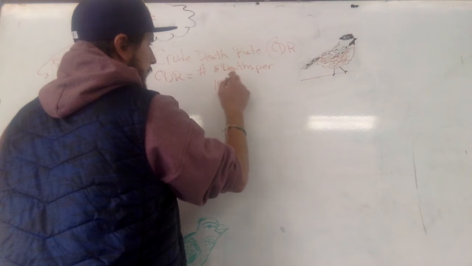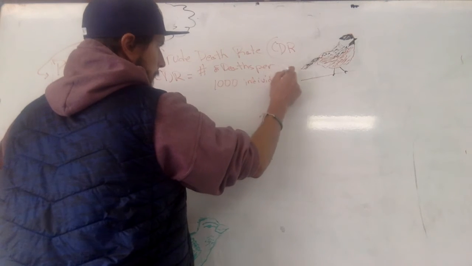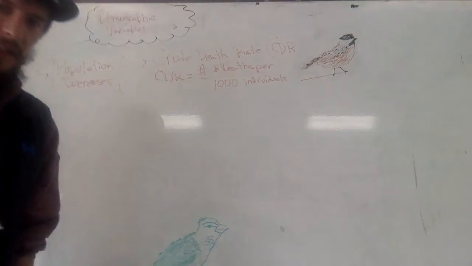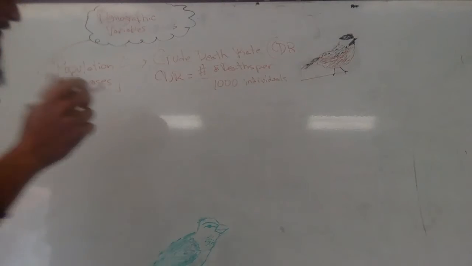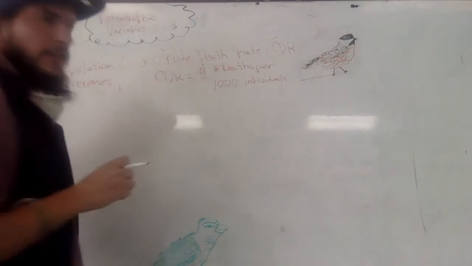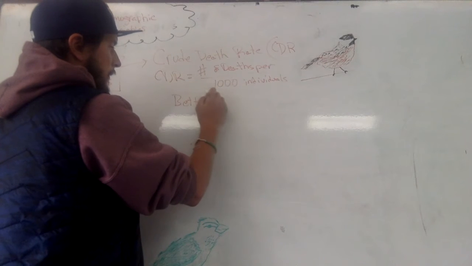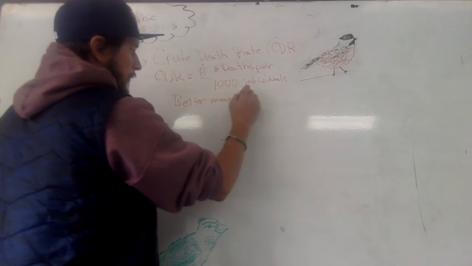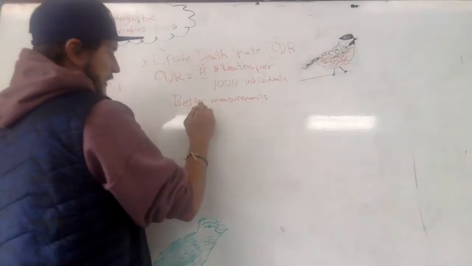Per 1,000 individuals. I'll do a little divide sign there because it says per. This is not necessarily a great measure. As we said, it is crude. So better measurements might be age-specific mortality rates.